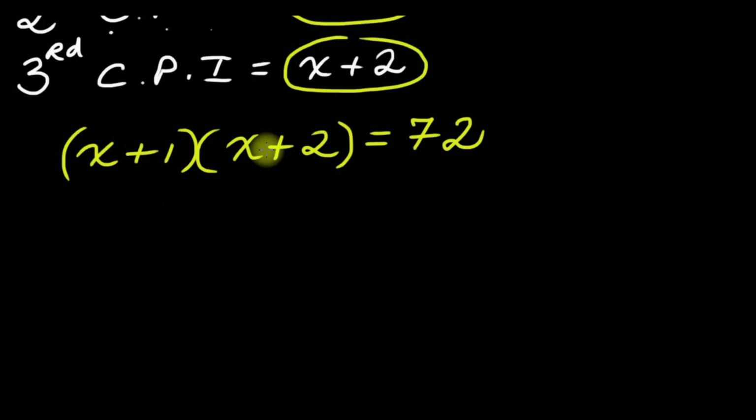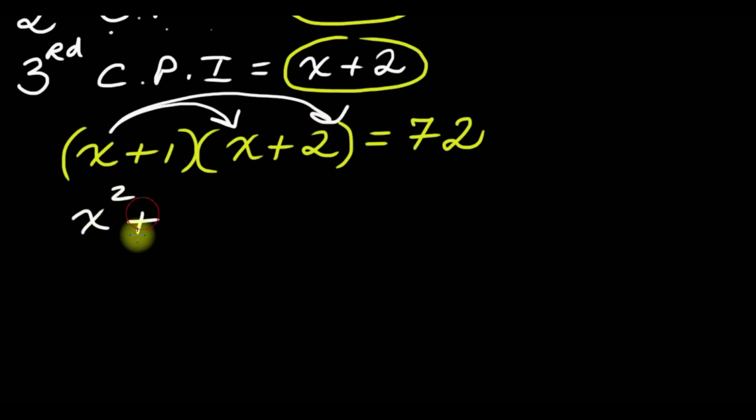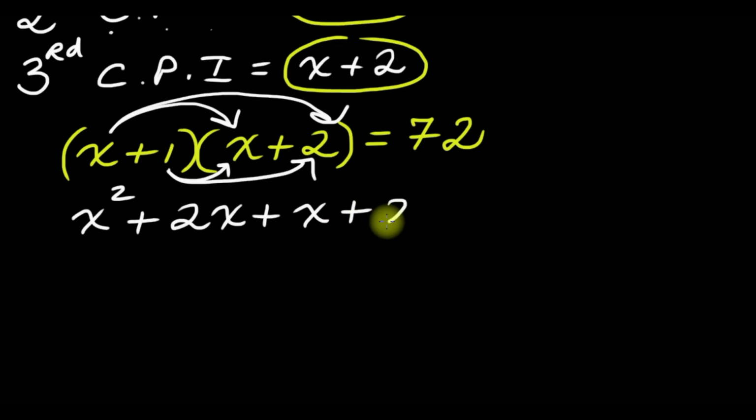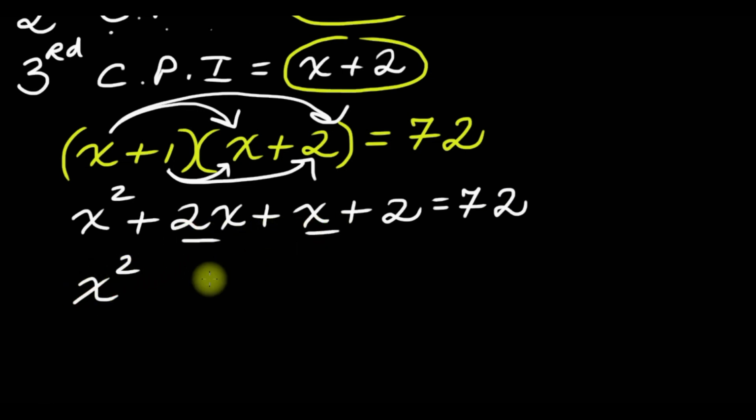So we're going to solve this. First thing I have to do is get rid of the parentheses. So that would be x times x, and then x times 2. So x squared plus 2x. And then do the same thing with the 1 times x, and then 1 times 2. So that's going to give me 1x plus 2, and then bring down 72. Now x squared, 2x and x are like terms, so we can collect those and make it a 3x, and bring down the 2, and then bring down your 72.